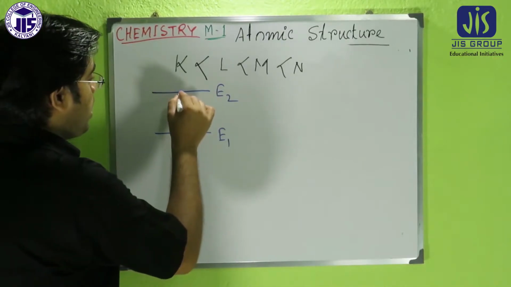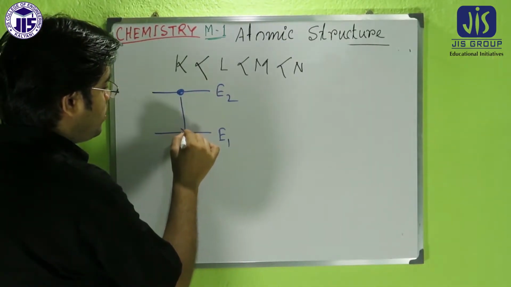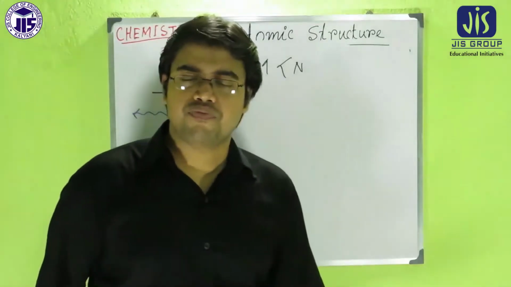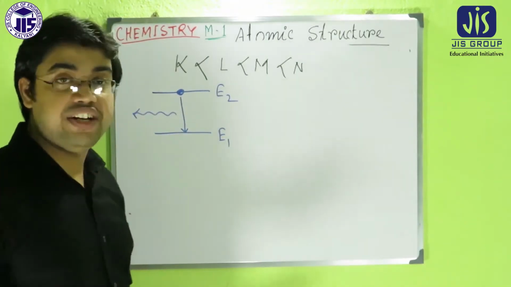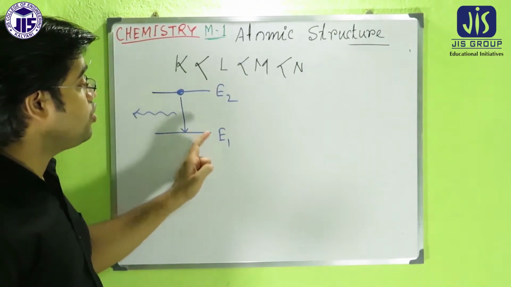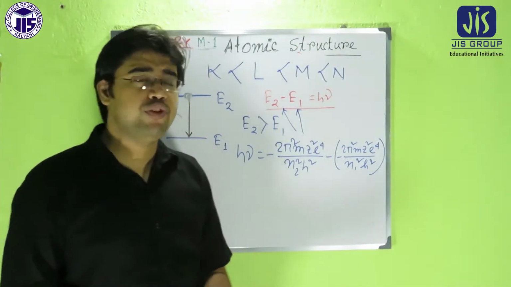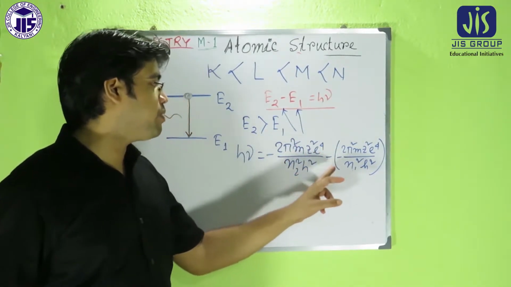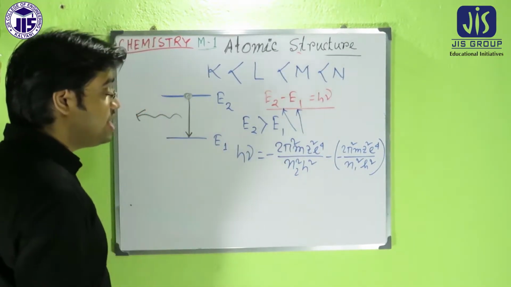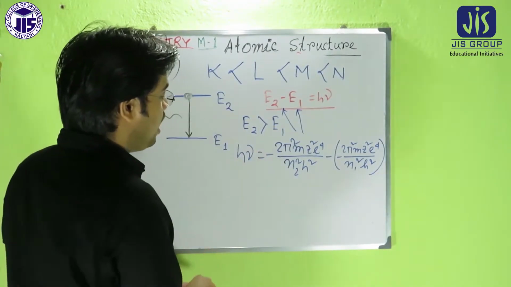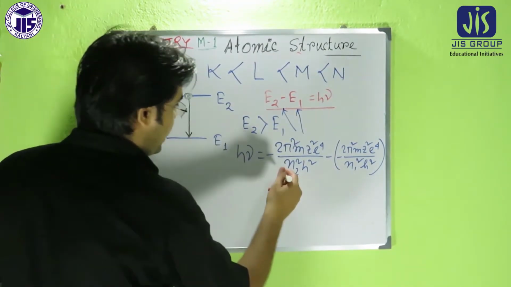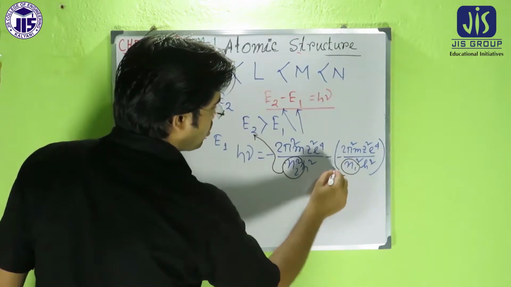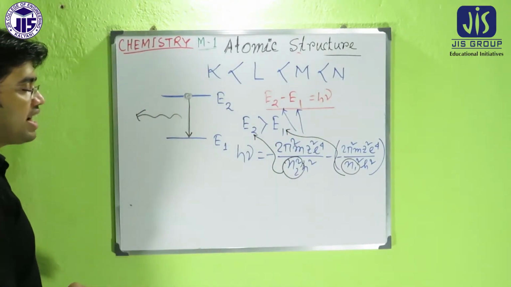If one electron jumps from E2 to E1, then obviously it has to emit energy. That means the electron must release some energy when it jumps from the higher orbit to the lower orbit. According to Bohr's model, what we calculated, that energy expression equals minus 2 pi square m z square e to the power 4 by n square h square. Now look here, if we take N2 as the corresponding orbit for E2 and N1 as the corresponding orbit for E1, then what happens?